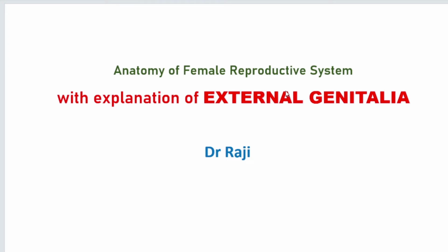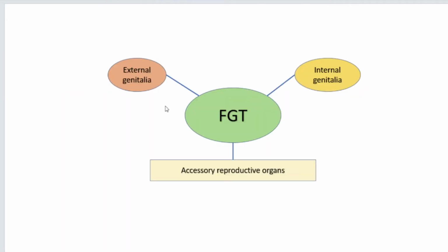In this video, we are going to discuss the anatomy of the female reproductive system with a clear-cut explanation of external genitalia. Let's get started. First of all, the female genital tract is a composite of three things. For our understanding, anatomically, we divide it into three parts: external genitalia, internal genitalia, and accessory reproductive organs. In this video, we exclusively discuss external genitalia.